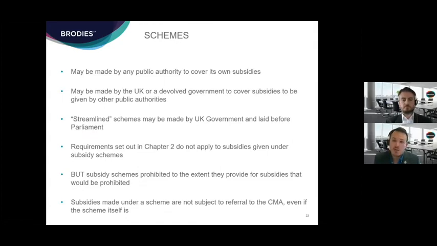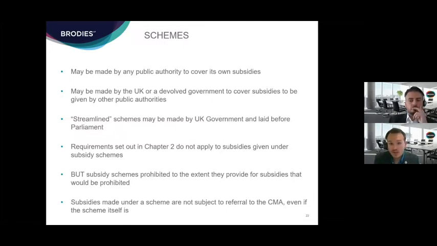There's also provision under the bill for so-called streamlined schemes, which are to be made by the UK government and laid before Parliament. The intention of these streamlined schemes is really to create a pre-approved route for the lowest risk subsidies. So the types of things that have been analysed by BEIS as falling into a particularly low risk category, they'll create these streamlined schemes, and then everything can proceed under those. Not quite a general block exemption necessarily, but pretty close in certain categories.